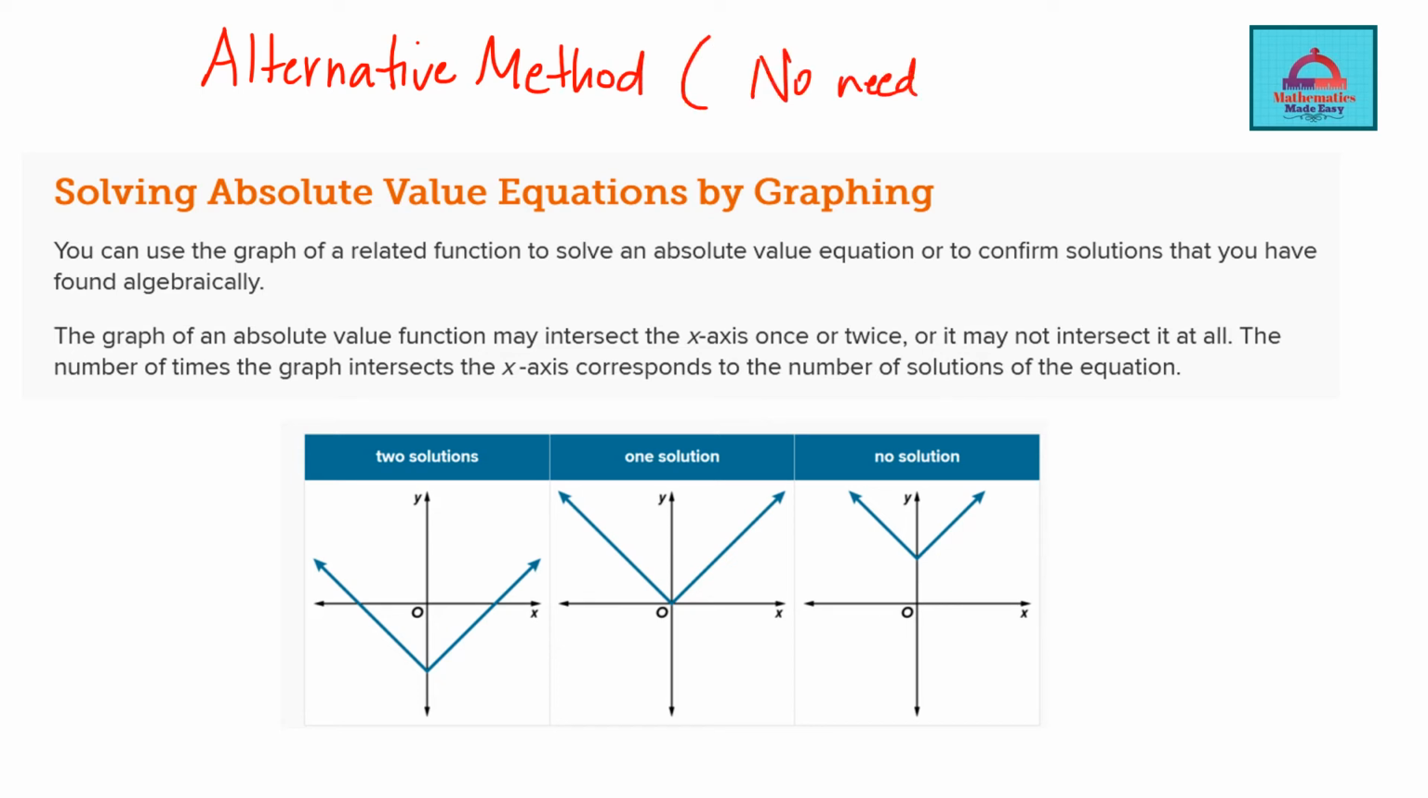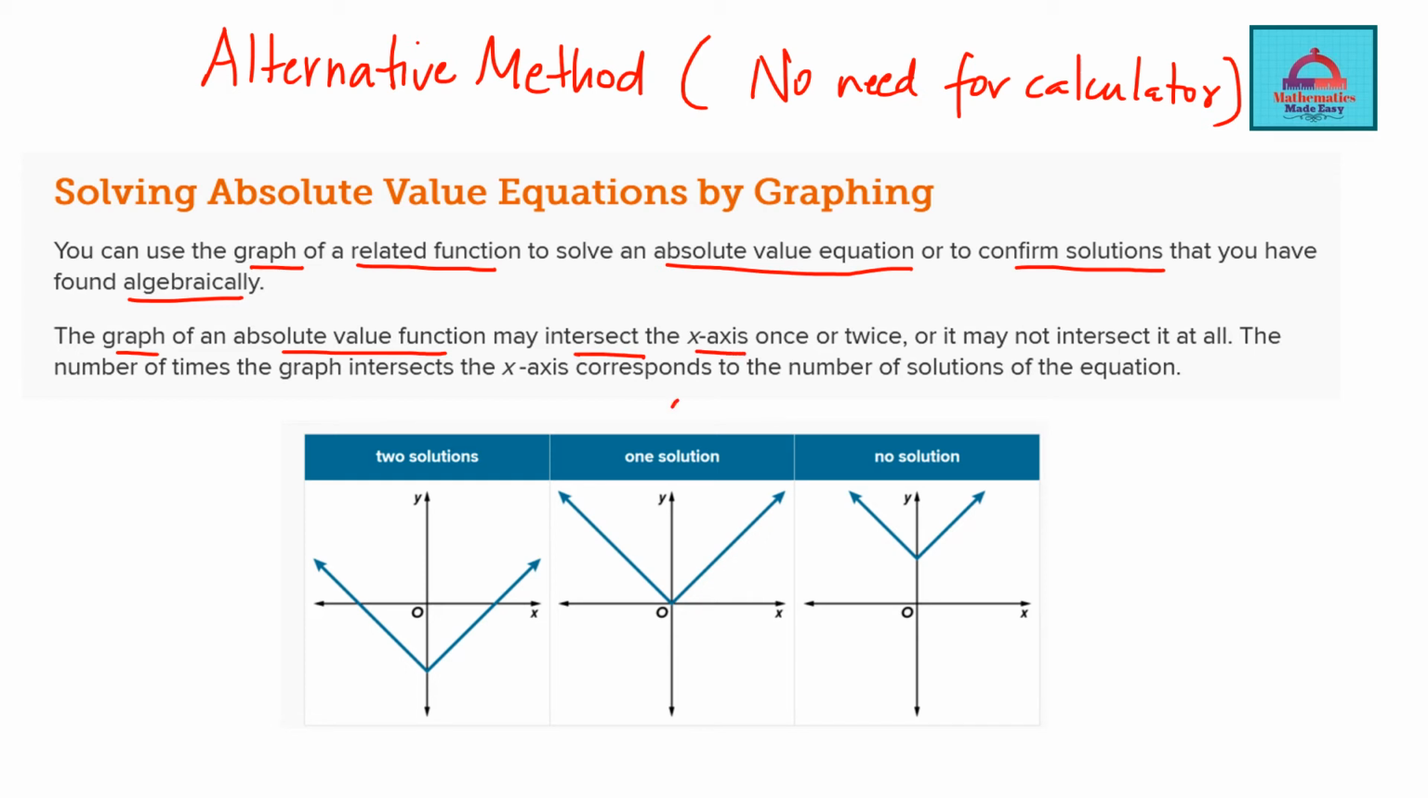Okay, so all those questions, if you get them in your exam, you can solve them without the calculator using this technique. In order to draw the graph of a related function, you will solve the absolute value equation and confirm how many points that graph is meeting your x-axis. So if the graph of the absolute value function intersects or meets the x-axis at one point like this, it will have one solution.